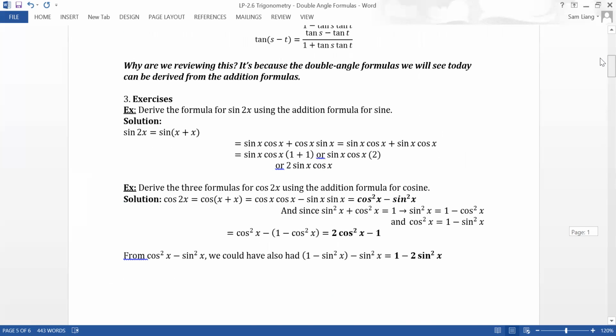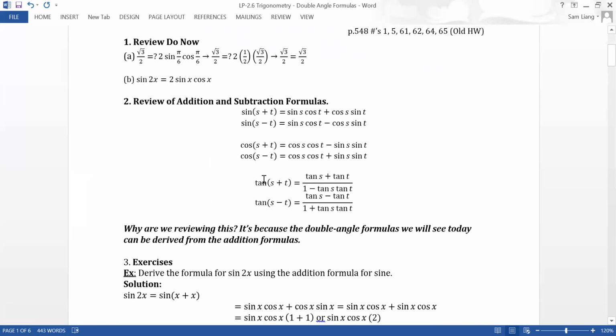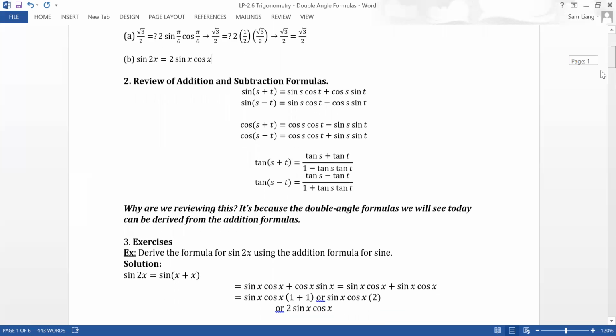Okay, and then I also write here why in italicized, right? So why are we reviewing this? It's because the double angle formulas, which we'll look at today, can be derived from these addition formulas. Okay, so technically only the first of the pairs, right? So we have this one. We're going to use to derive the cosine double angle formula, and this one we'll use to derive the tangent double angle formula. Okay. All right, but let me get to the examples.